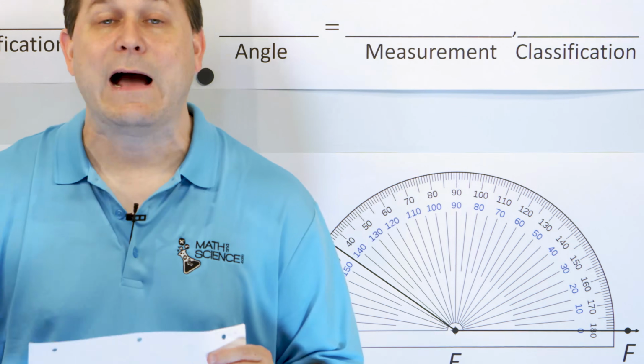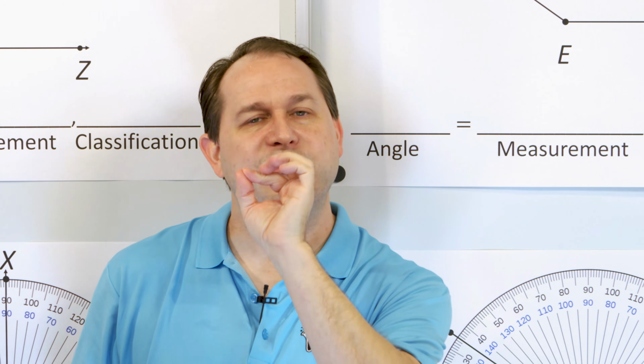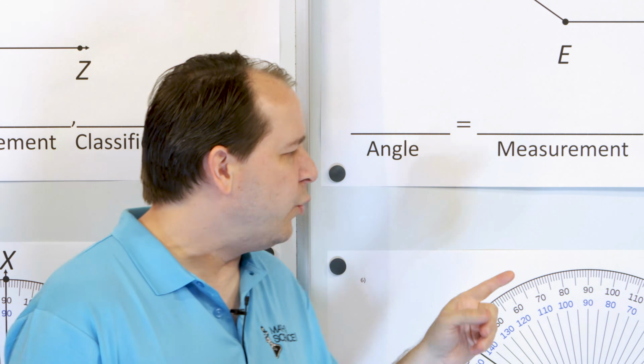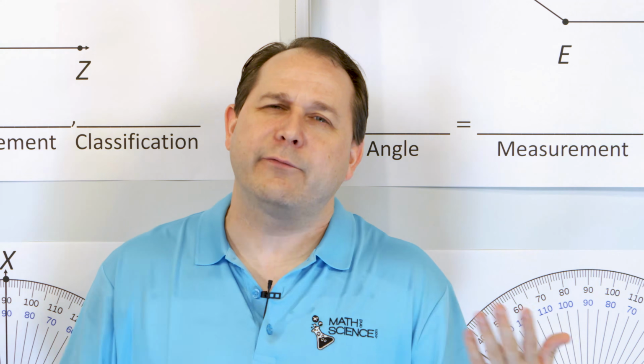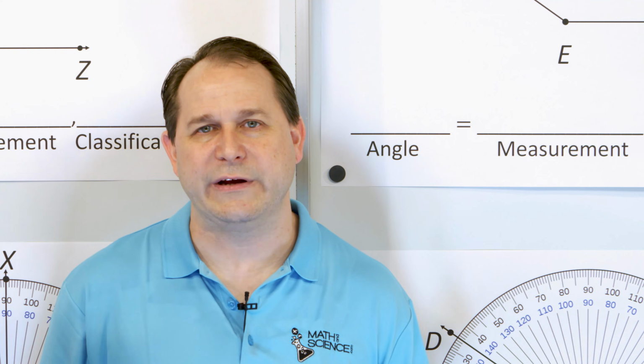So that is how we measure angles. We look at one ray and we use the protractor to read the degree markings off to the other ray. We just have to be a little careful about which scale we read, and that's why we have to learn what acute and obtuse angles are, what a 90-degree angle is, so you know how to read the protractor.